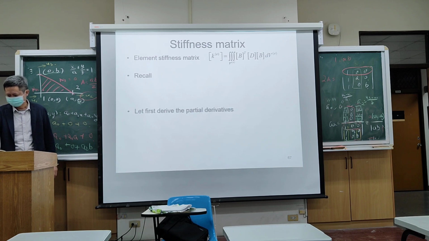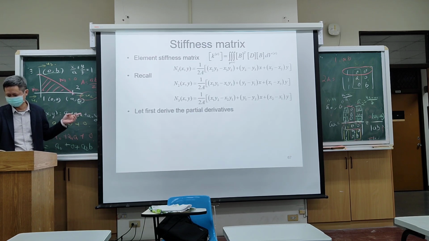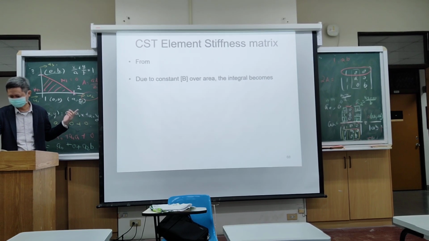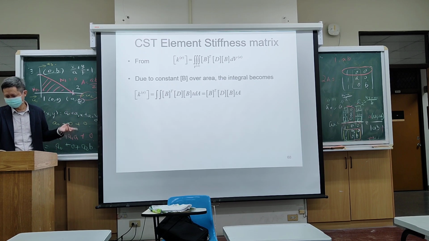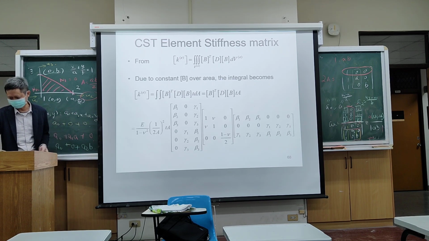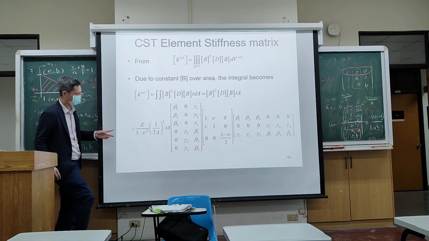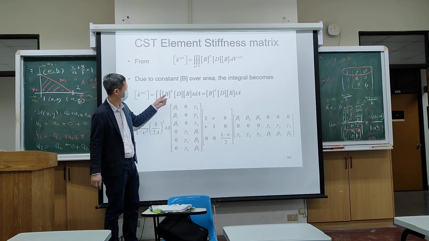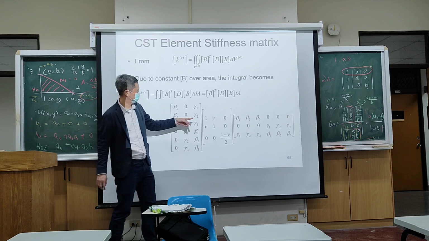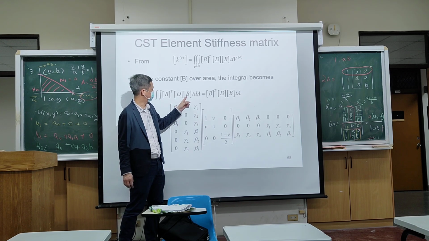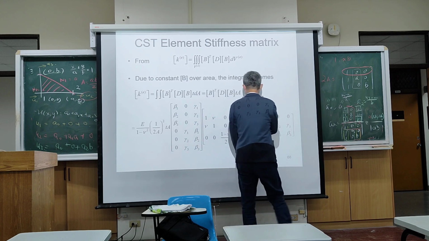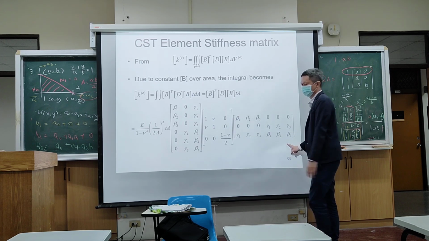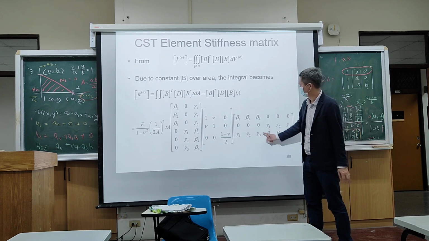So now recall your shape function. Do the differentiation with respect to x and with respect to y, and then substitute into the B matrix, and then do the matrix product B transpose, D matrix and B. What is the size of the B matrix? It is 1, 2, 3. 3 by, yes, 6.